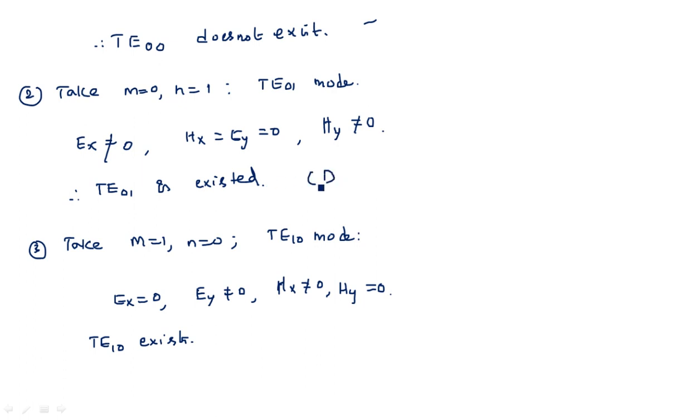So what is it now? It is the dominant mode. TE01 is the dominant mode in the case of TE waves. Among the infinite number of patterns or modes, TE01 is the least possible mode that exists first. That's why it is the dominant mode. So these are the different modes of the rectangular waveguide in TE. Thank you.